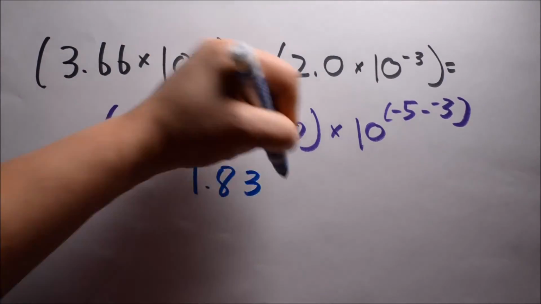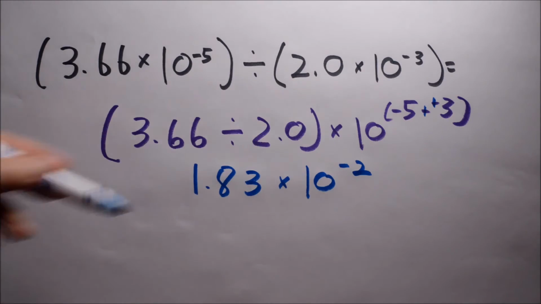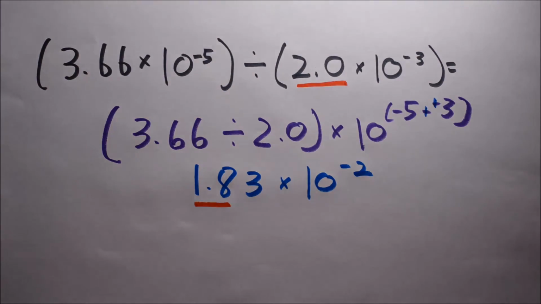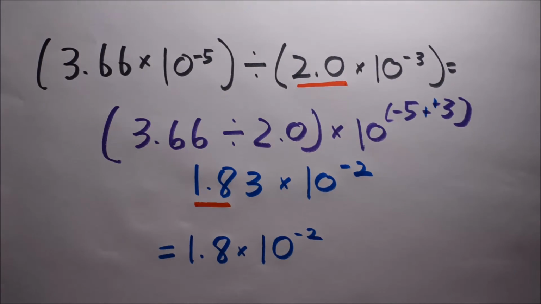3.66 divided by 2 is 1.83, and -5 minus -3 is -2. Now again, look at the significant figures. Well, we can only have 2 in our answer, so our answer is 1.8 times 10 to the -2.